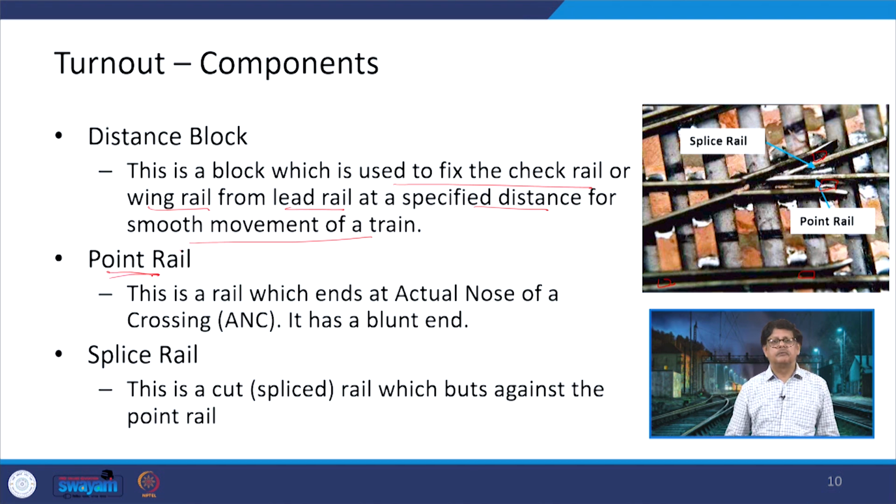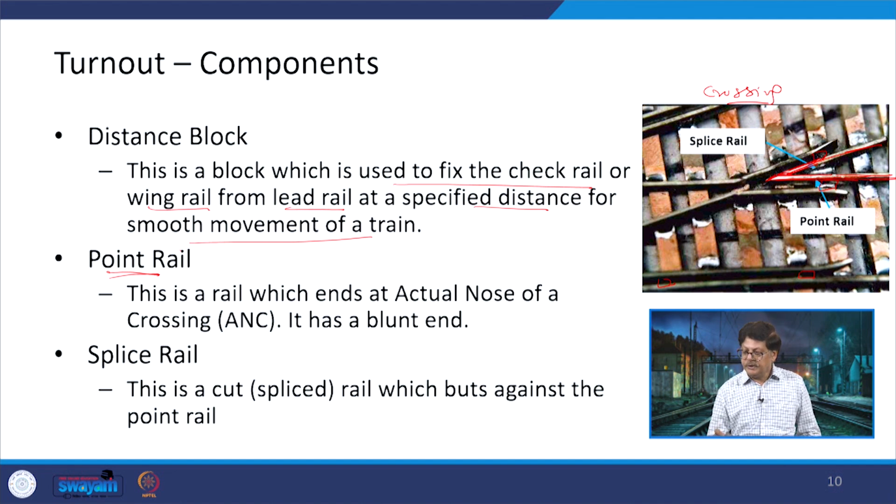Point rail. Now, point rail is a rail which ends at the actual nose of a crossing and it has a blunt end. So, here you can see a crossing being shown. In this crossing a V is generated here by use of two rails. This first rail goes up to the end and this is the shape of the end of this rail, whereas the other one is just touching and closing on the other rail. So, here we have a point rail and a splice rail.